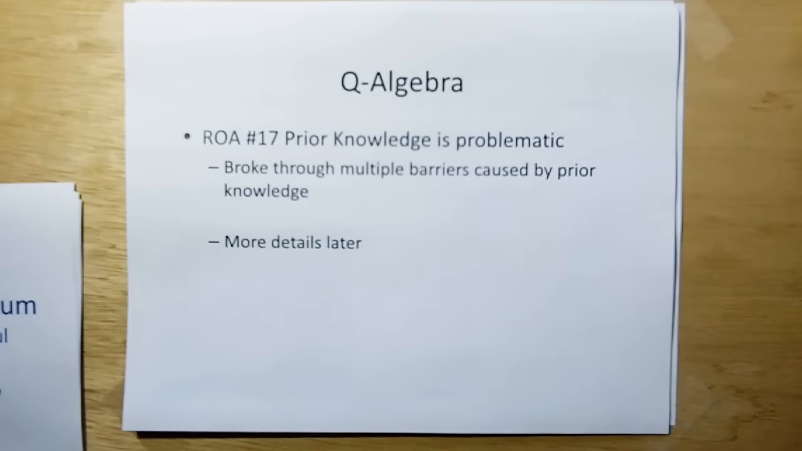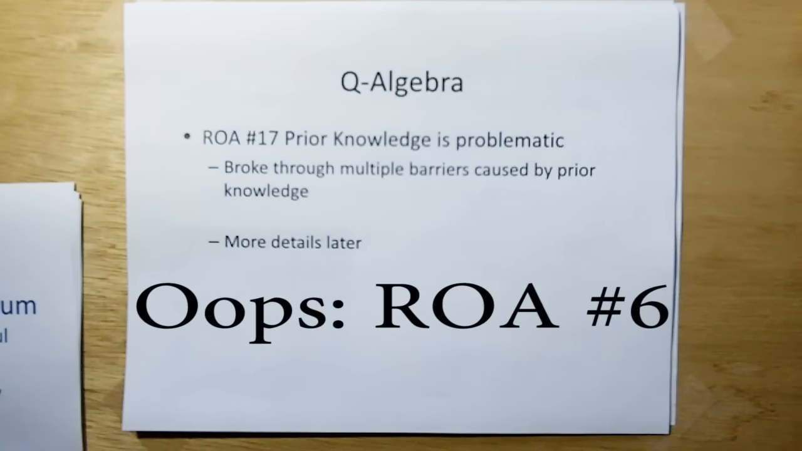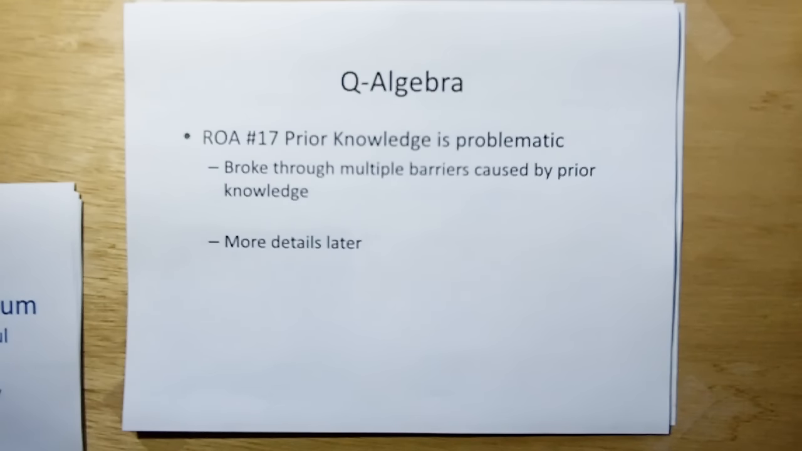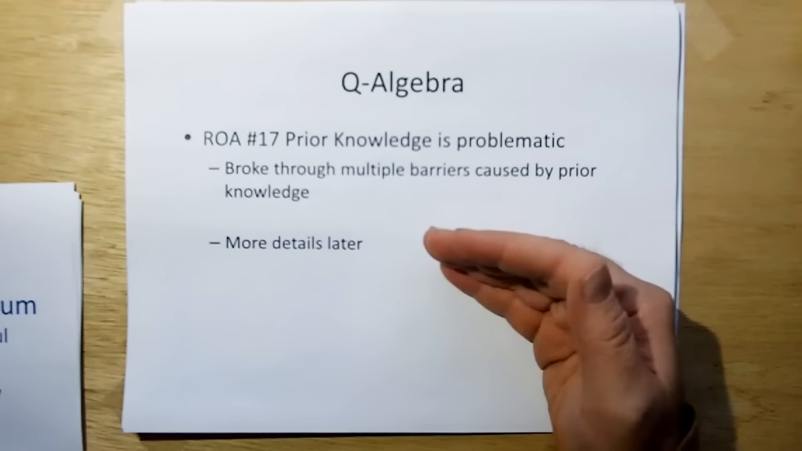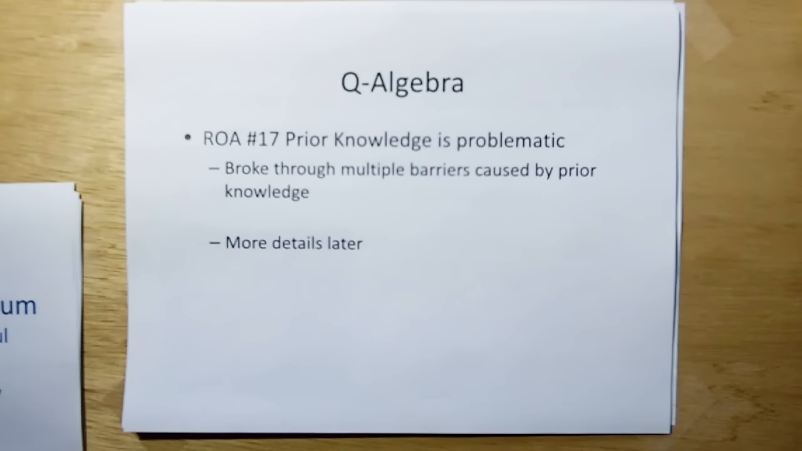Q algebra, using the rule of acquisition 17, prior knowledge is problematic, had a breakthrough on multiple barriers because of prior knowledge. We're going to have more details about that later. The reason why I'm holding Q algebra close to my vest is because Q algebra is the way I'm protecting ethereal mechanics from plagiarism.